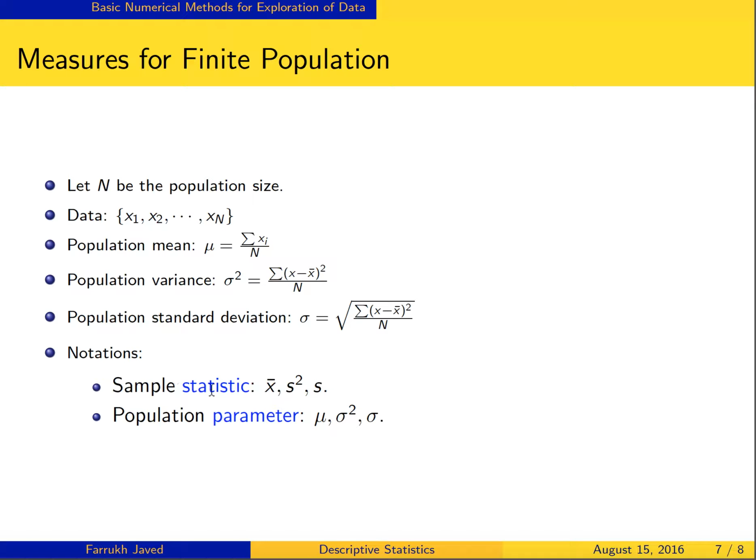Here are some notations. Sample statistics: we call a statistic every measure calculated through samples. These are X bar for mean, S square for variance, and S for standard deviation. For population, we use the terminology of parameter. For parameters, we have the mean denoted as mu, variance as sigma square, and standard deviation as sigma. So we have come across some basic notations for population and samples, and also for measures of central tendency and measures of dispersion or variability.